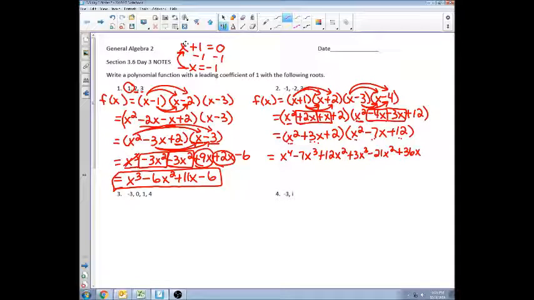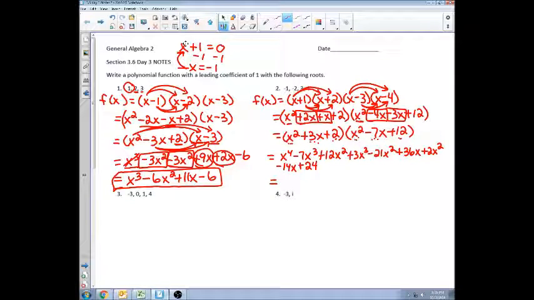Finally, the 2 times everything. 2 times x squared would be positive 2x squared. I'm going to run out of room, so I need to drop down a little bit. Hopefully on your paper you can continue writing this, but just realize I dropped down a line. 2 times negative 7 is negative 14x. 2 times 12 would be positive 24.